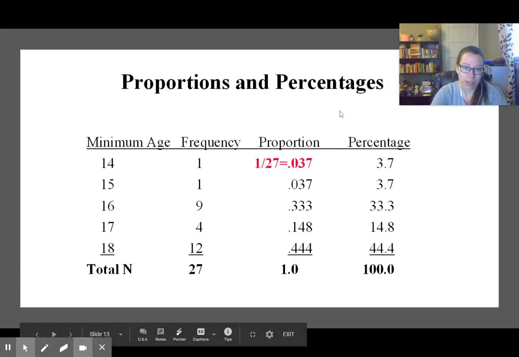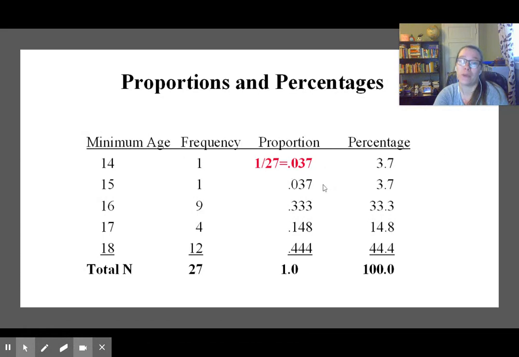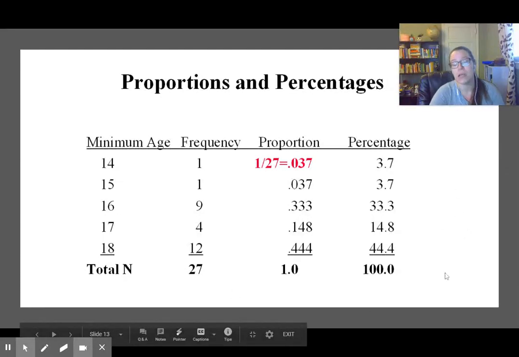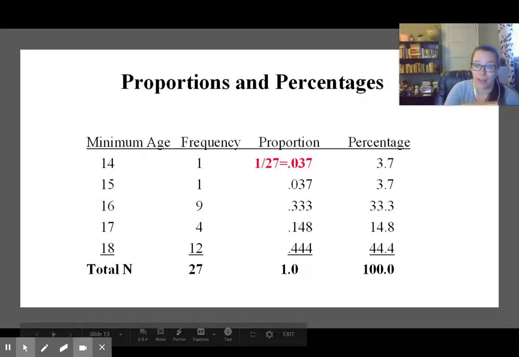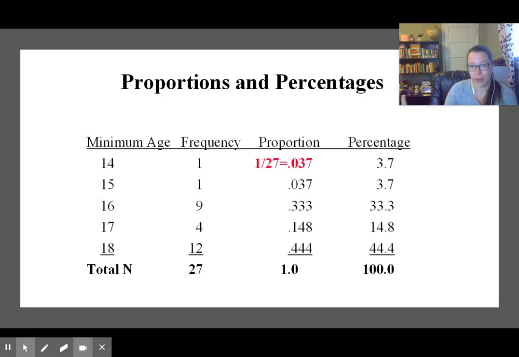This tells us this is 3.7%, that's 33.3% of this entire whole, right? So all of these should always add up to 100, and your proportions should always add up to 1. Right? Again, this makes sense because we are looking at the fraction of the whole. And so the whole should be 1 or 100, depending if it's proportion or percentage. And our fractions should add up to 1 or 100.